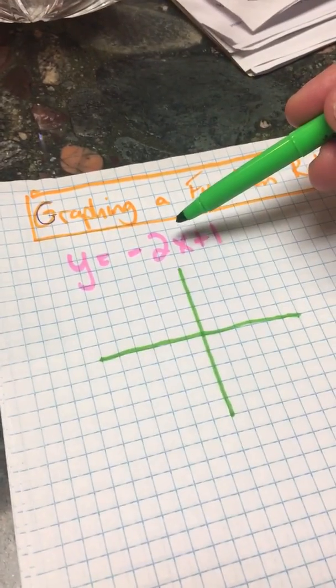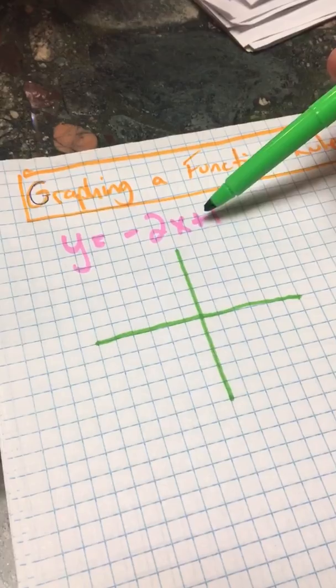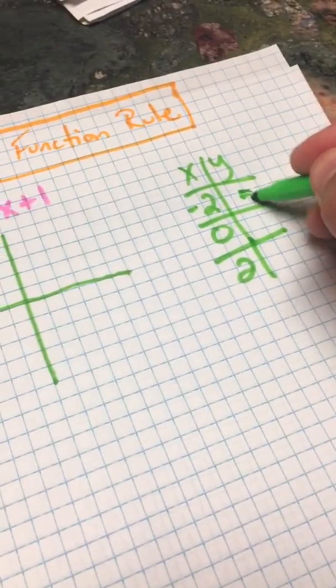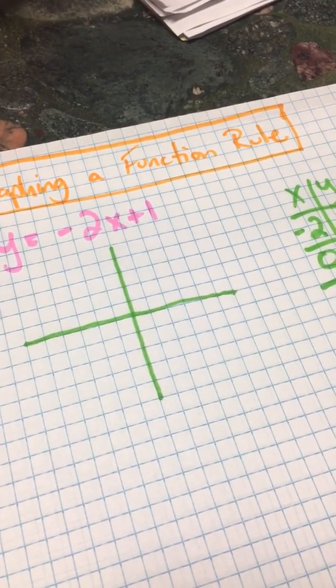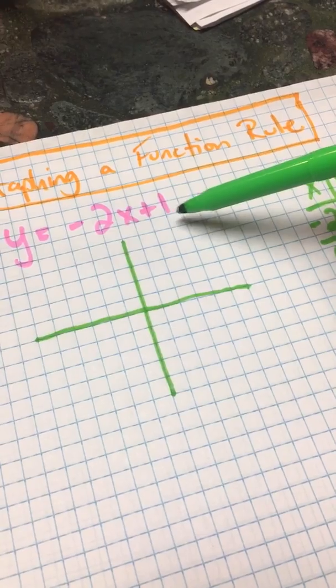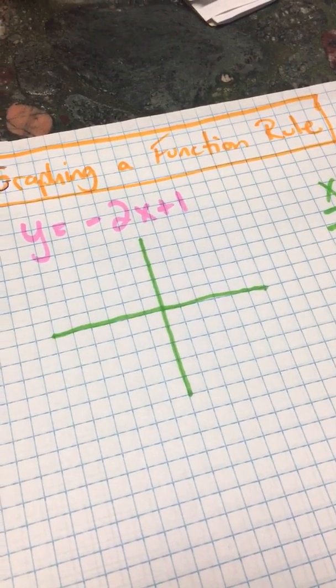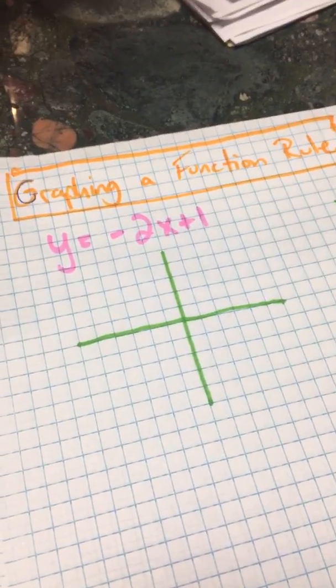If I plug in negative 2, I'll get negative 2 times negative 2, which is 4. 4 plus 1 gets me 5. If I plug in 0, I'll get negative 2 times 0, which is 0, plus 1, which is 1. And if I plug in positive 2, I'll get negative 4 plus 1, which is negative 3. Now with a linear equation, when I plot these, I should get a straight line.